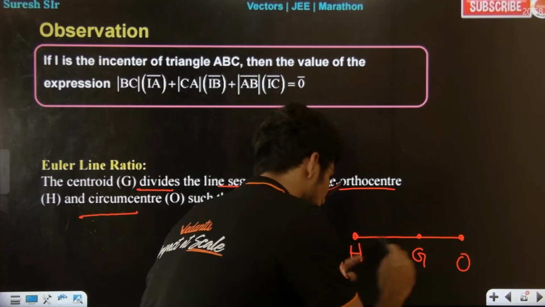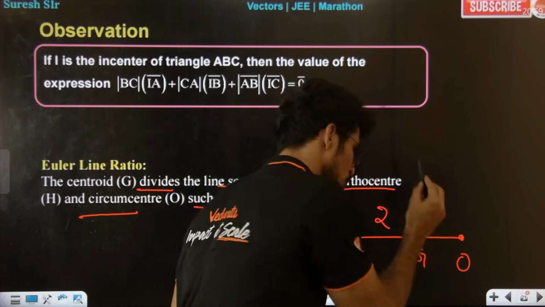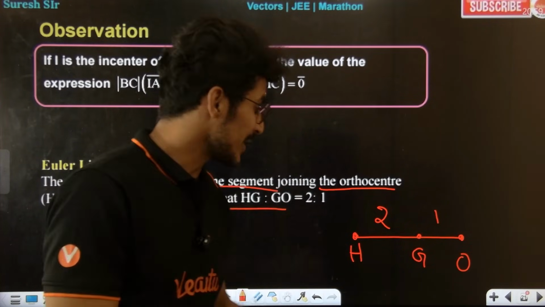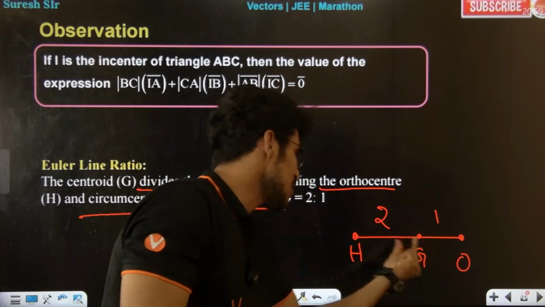So G divides H O in what ratio? 2:1 ratio. You might have studied this in straight lines. Sir, how do we remember this? Guys, you can just come in reverse. O, G, H also we can come.